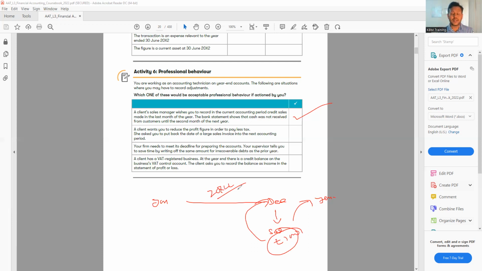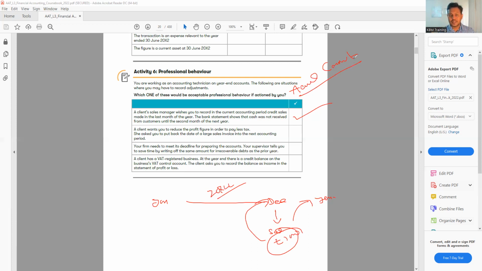So you do not consider when the customer paid, because all the accounts you prepare are based on the accrual concept. So the accrual concept and matching concept always say you have to see when the transaction occurred, not when the customer paid or when you paid your supplier.